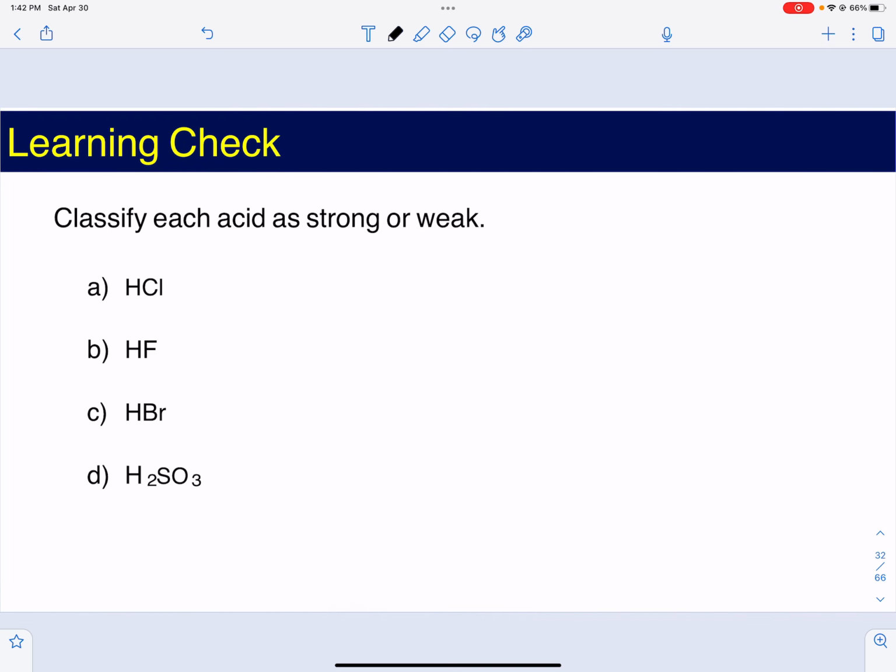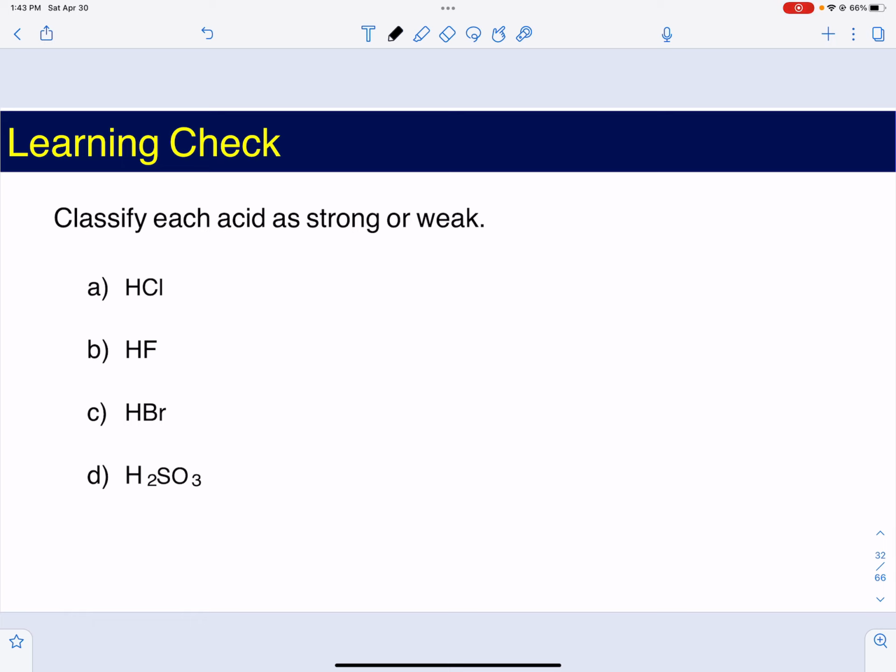So first thing, we have to know which is a strong acid and which is a weak acid. And that is super easy because there's only 7 strong acids. As long as you memorize them, every other acid is a weak acid.